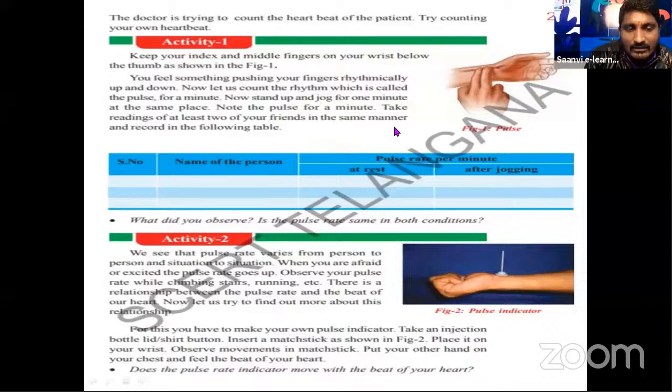Good evening, sir. Here, mother and sister have done jogging. Before jogging, I observed 81, and after jogging, it was about 104. Okay, what is the reason behind that? Sir, the heartbeat. The heart pumped very fast for blood circulation. Very good. Why does it need to pump more? Because they are doing some hard work.